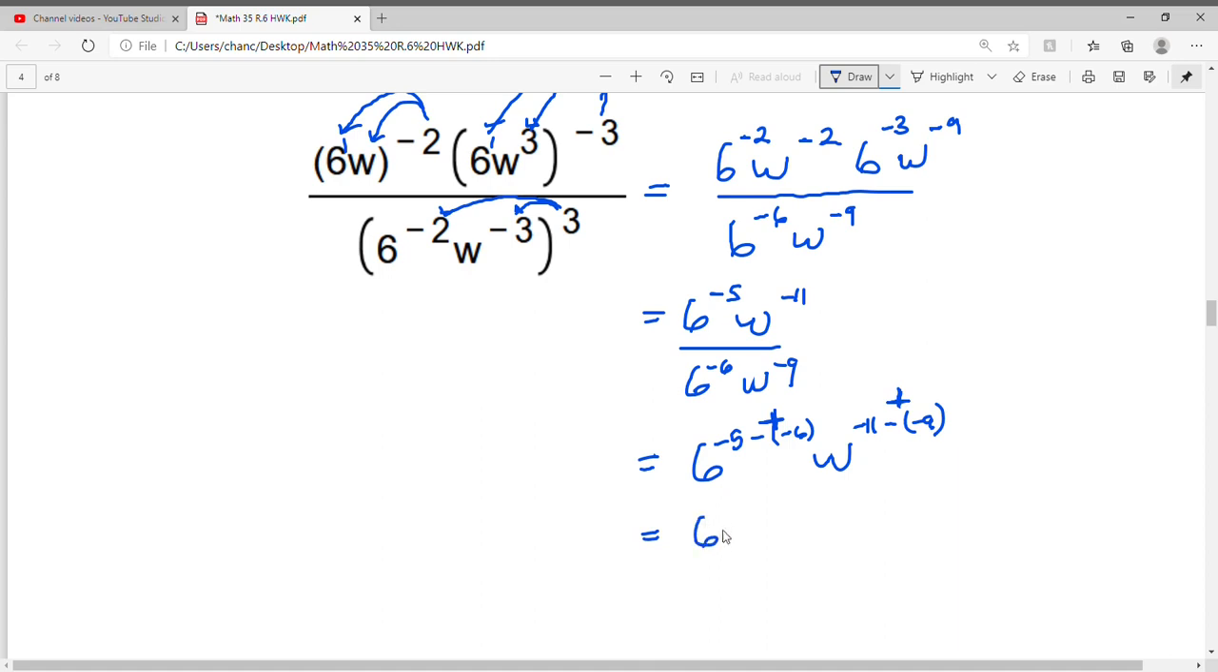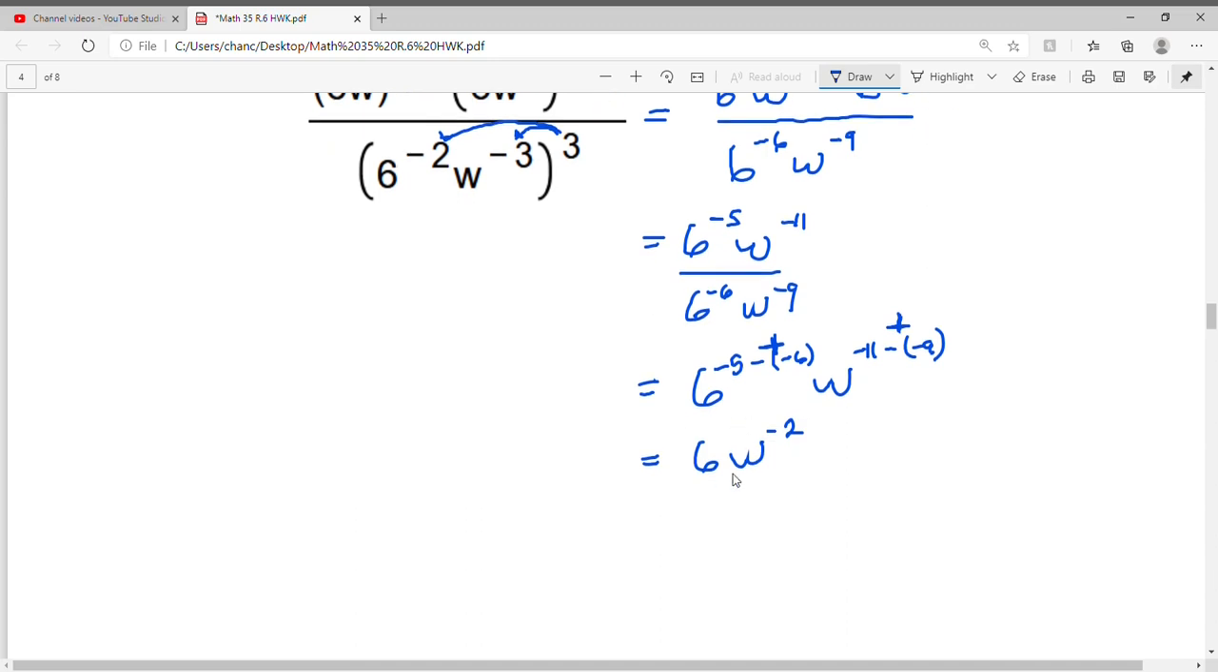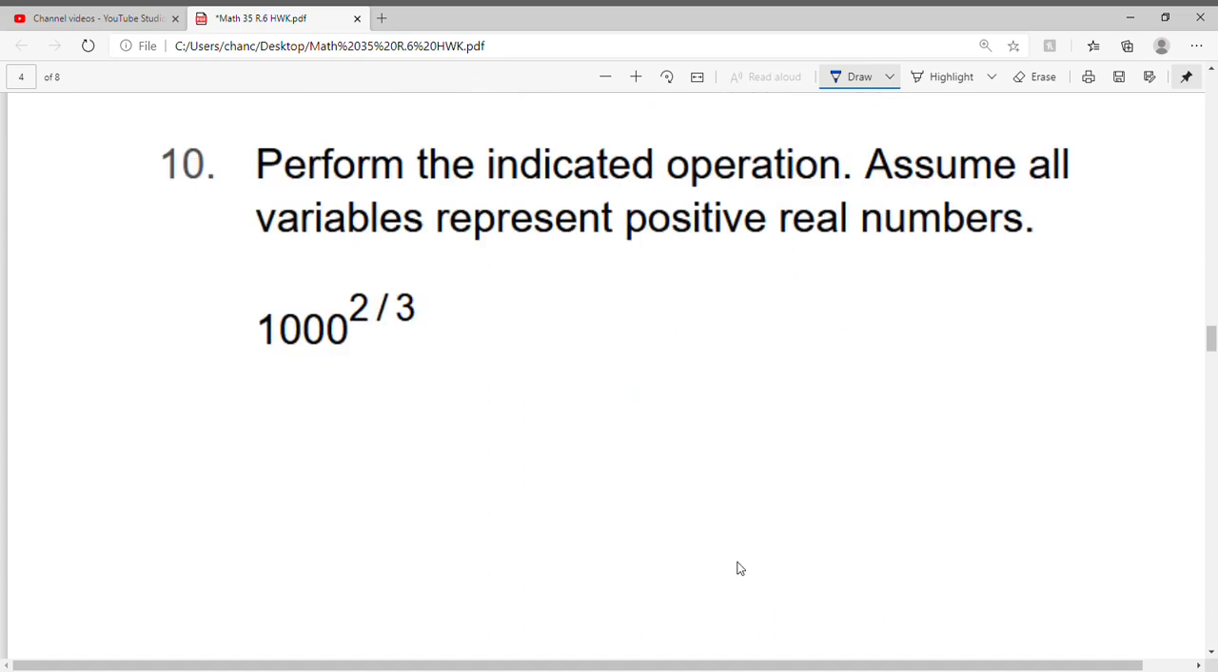So this is 6, negative 5 plus 6 is 1, so we'll just write it as 6. And this is w, negative 11 plus 9, that's negative 2. So we have w to the negative 2. And of course, this is a negative exponent. We can't have that, so let's bring that to the bottom. This is 6 over w squared. For question number 10, let's perform the indicated operation.